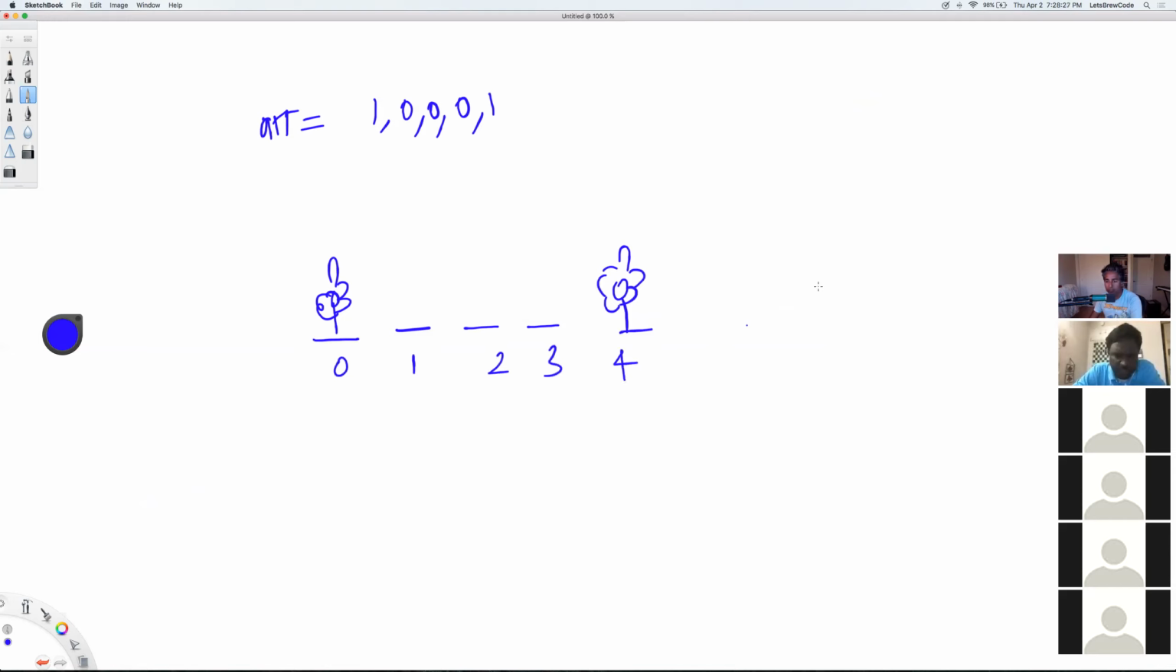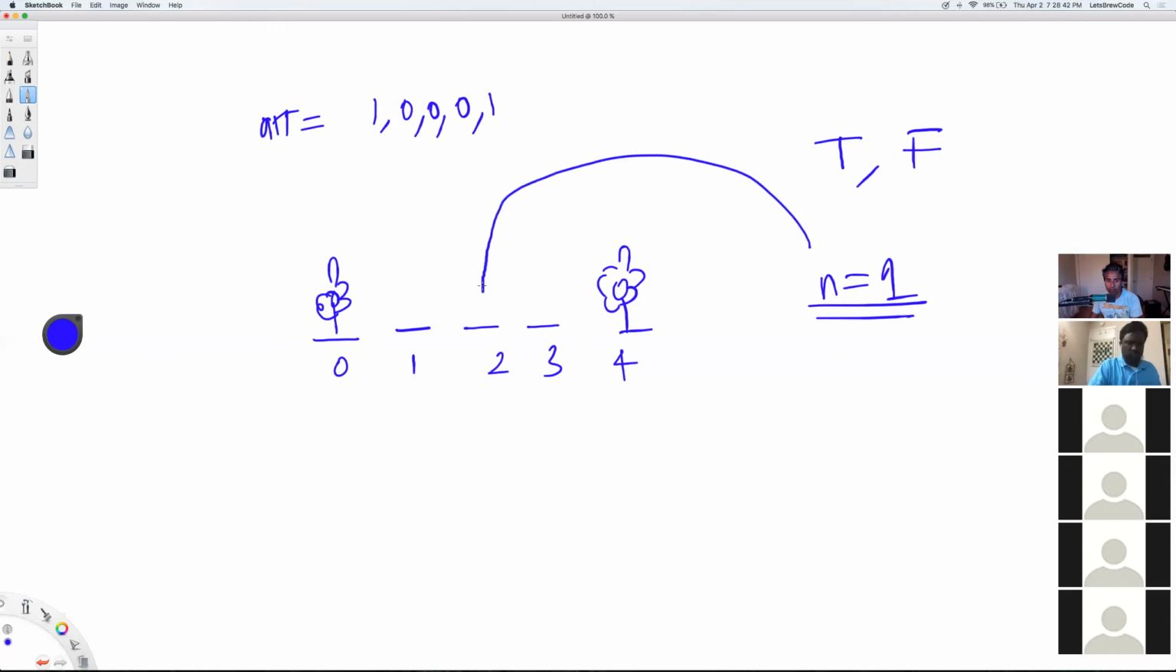Now, if I ask you n equals 1, can one flower be planted here? If the answer is yes, then you return true. Otherwise, you return false. The answer in this case is going to be yes, because the new flower can go here. It will satisfy all the conditions, I mean.